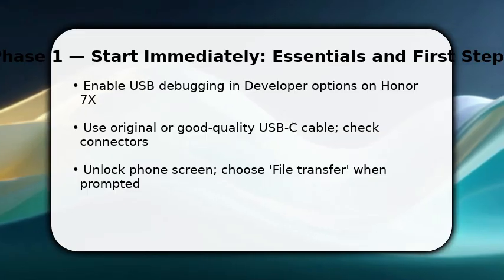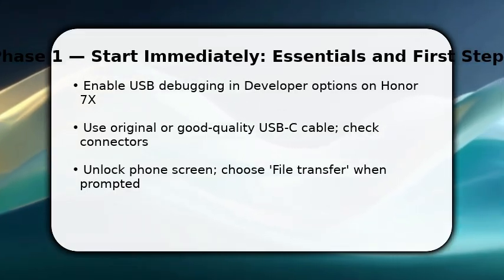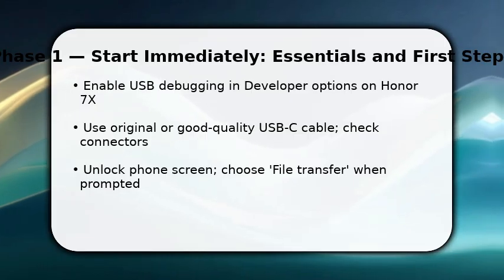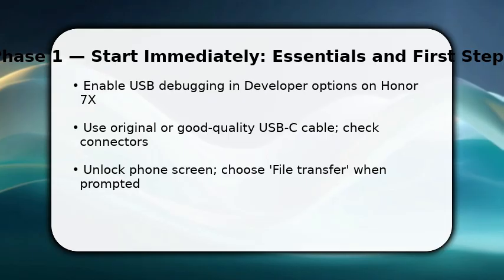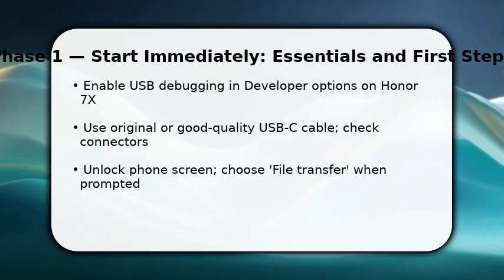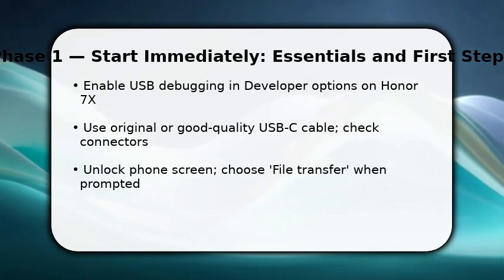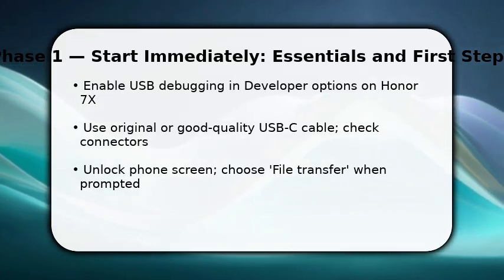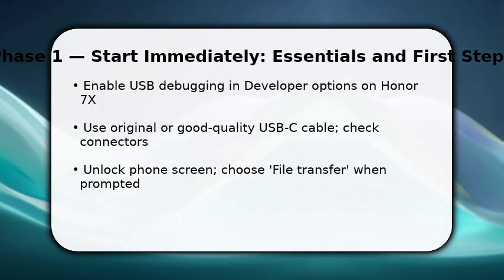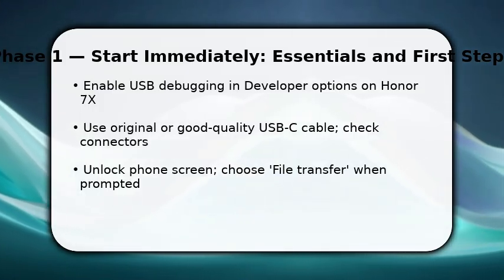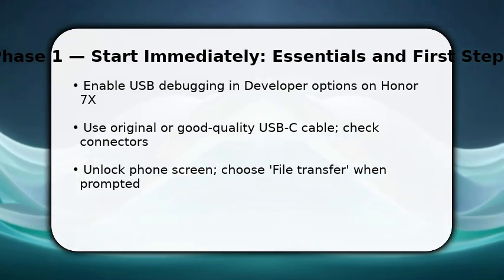You start by preparing both devices. On your Honor 7X, enable developer options, then turn on USB debugging so the laptop can communicate. Use a known good USB-C cable and a working laptop USB port. This reduces connection errors. Once you plug the phone in, unlock the screen immediately and watch for the USB mode pop-up. Make sure to select File Transfer. This initial setup ensures the laptop can access files and ADB if you need deeper control.